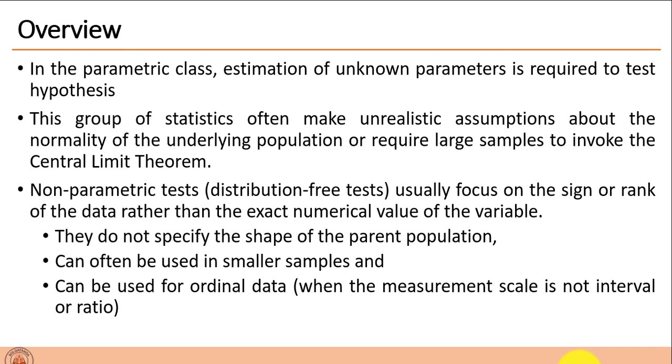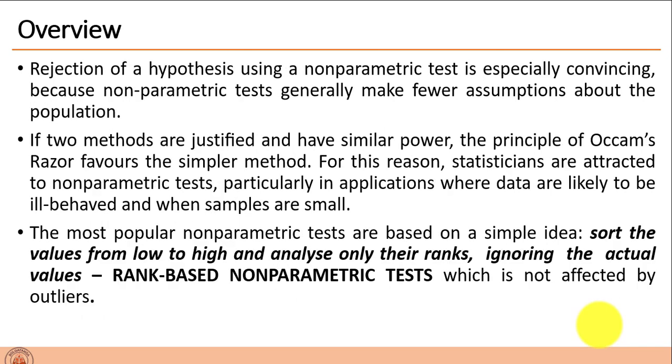This non-parametric test can often be used in smaller samples, unlike the parametric test. So if the sample size is small and the data is not fairly normal, then we have problem with our results and conclusions. But then if we have non-parametric tests with smaller samples, it is okay to get correct results and make meaningful interpretations. So when measurement scale is not interval or ratio, we can still go ahead with the non-parametric statistics. Rejection of a hypothesis using non-parametric tests is essentially convincing because non-parametric tests generally make fewer assumptions about the population.